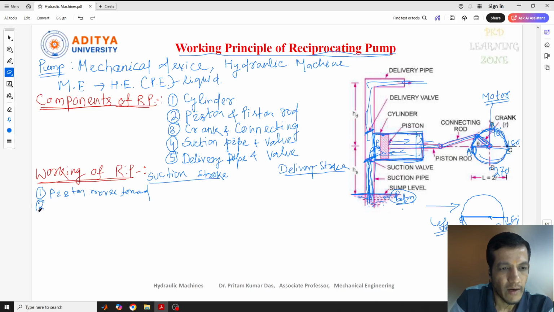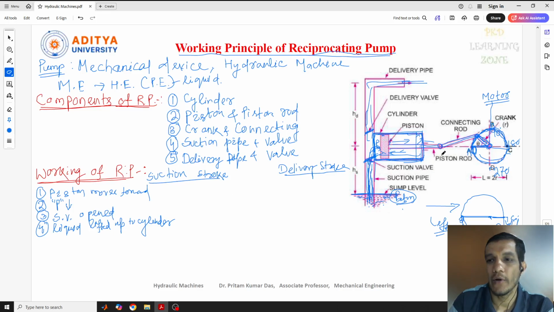In the meanwhile, the pressure inside the cylinder of the pump will decrease. When the pressure decreases here, the suction valve opens. Once the suction valve is opened, the liquid present in the sump level will be lifted up to the cylinder.